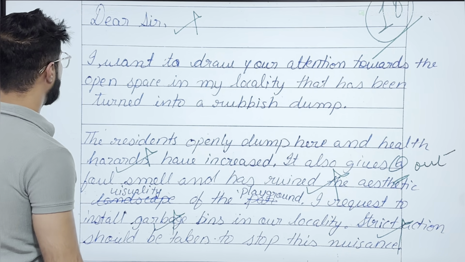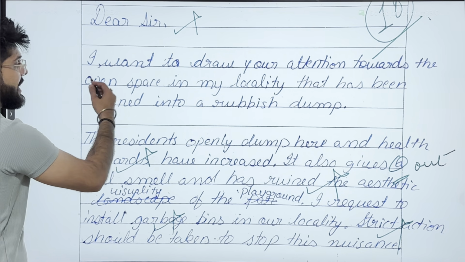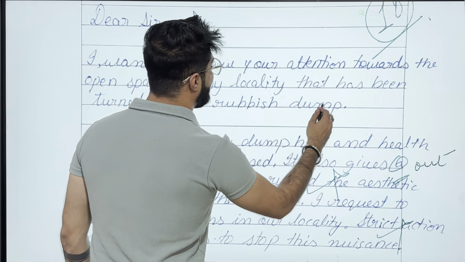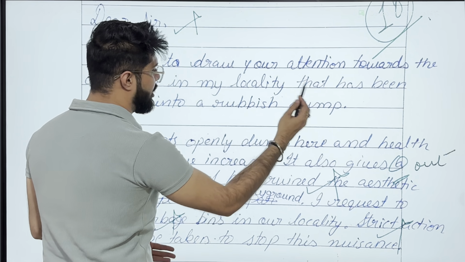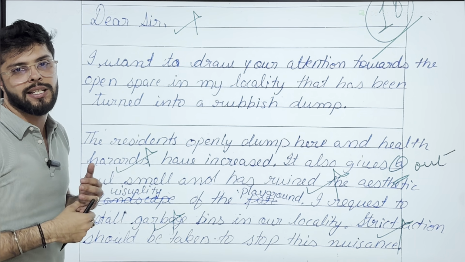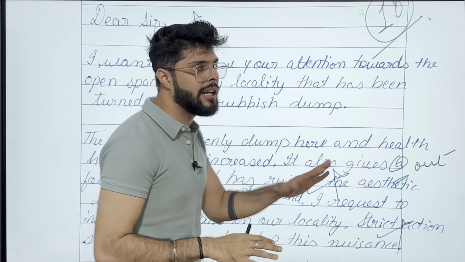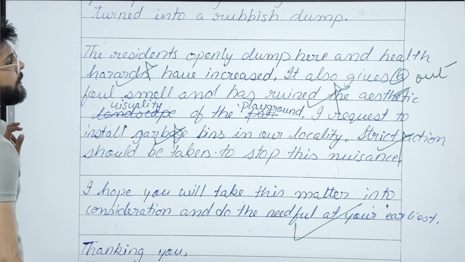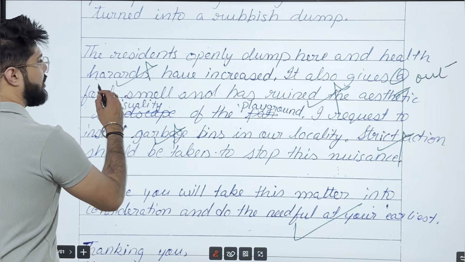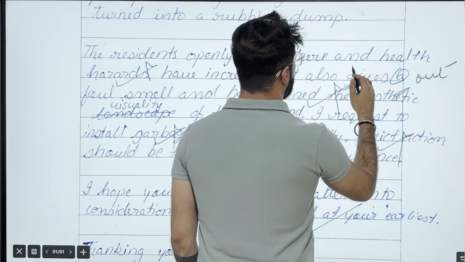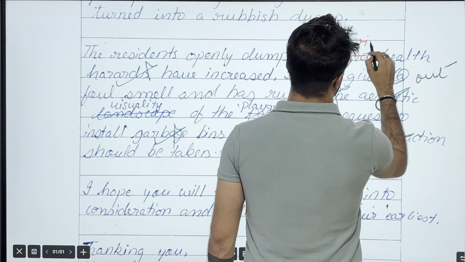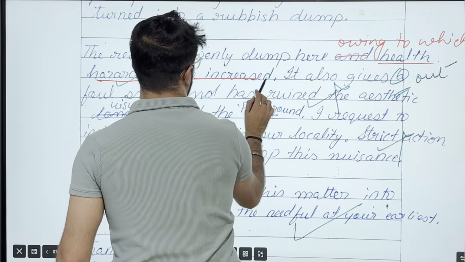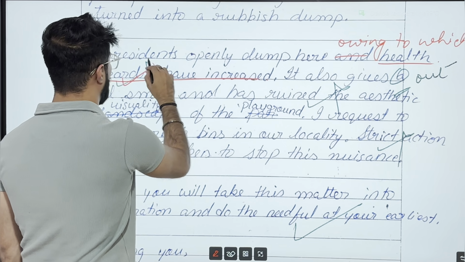I want to draw your attention towards the open space in my locality. So this was the topic which was given to her in the formal letter. So for the open space in my locality that has been turned into a rubbish dump. She has just borrowed it from the topic itself. No beating around the bush, directly addressing the matter. Okay? The residents openly dump here, owing to which health hazards have increased. Point number one, first problem. That's why she has got her half mark.